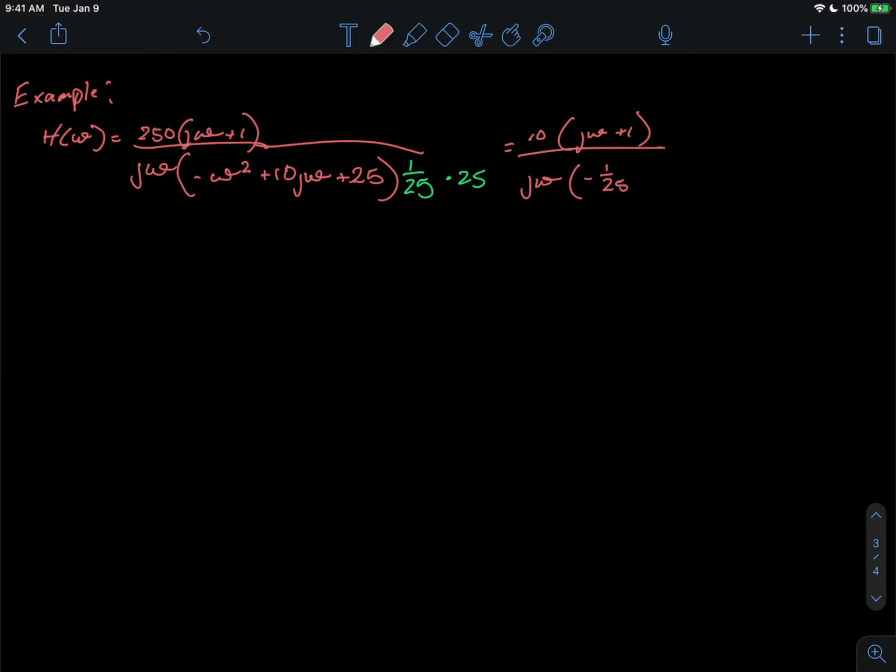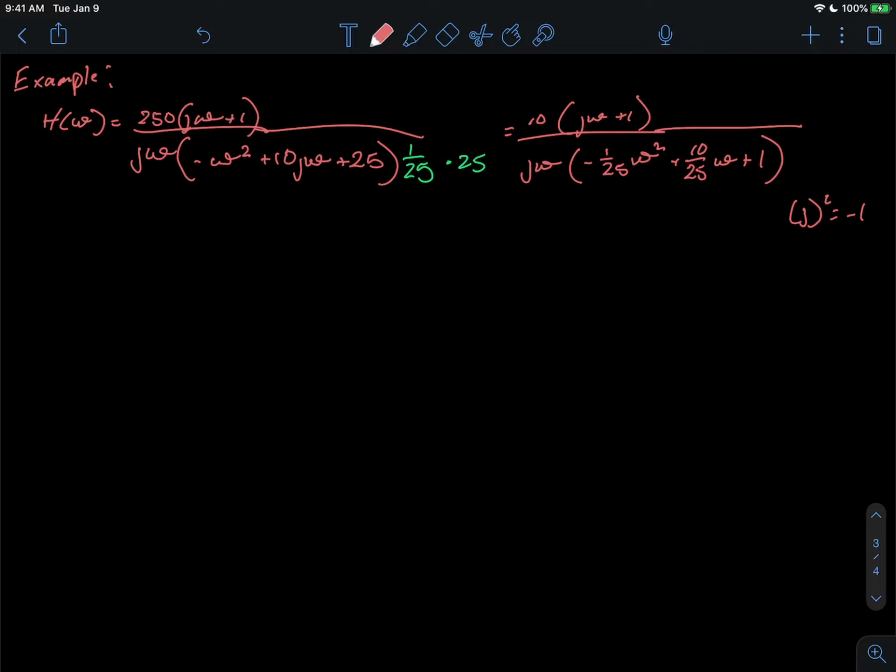And so remember how j squared equals negative 1? So that's why there's that little negative 1 there. So when we rewrite it completely, you get 10 (j omega plus 1) divided by j omega, times 1 over 25 plus 10 over 25 j omega plus 1.